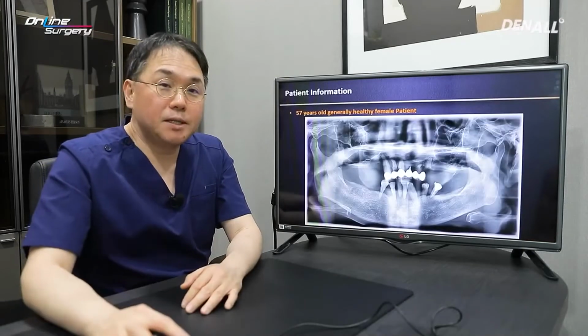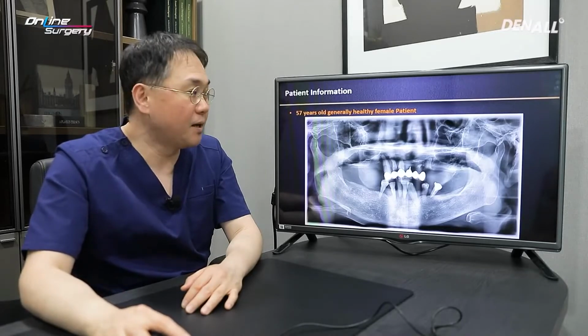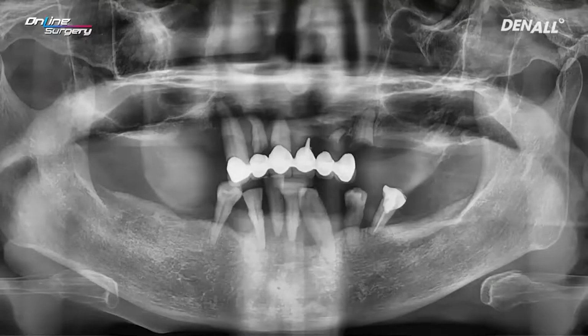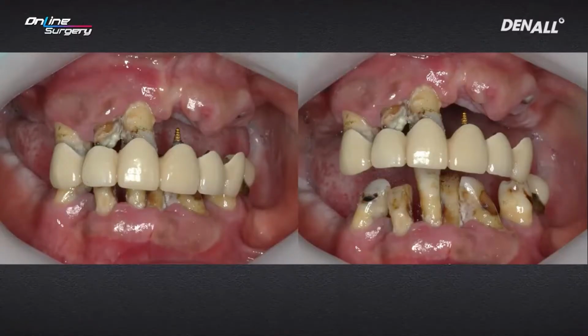This is a 57-year-old female patient. There's no specific systemic problem, as shown in the panoramic image. There's very severe periodontal disease in the residual teeth and a few of them show root rest. This is an initial visit.